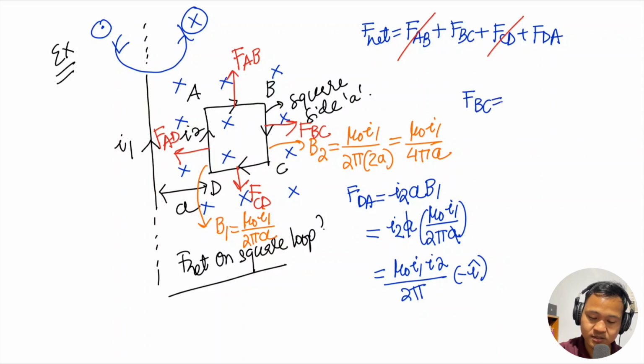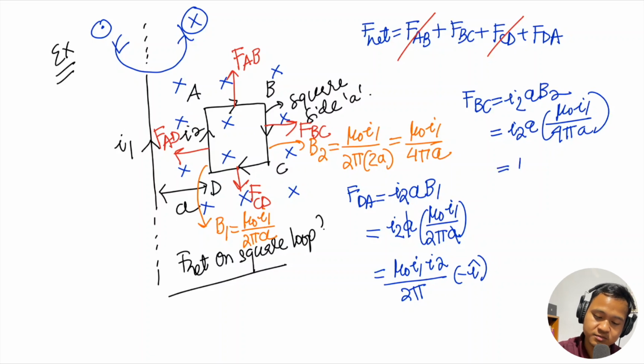Similarly, FBC should be I2 into A into B2, so I2 into A into mu naught I1 by 2 pi into 2A. That means mu naught into I1 into I2, A gets cancelled out, divided by 4 pi. Here it is plus i cap. This is the force on BC.